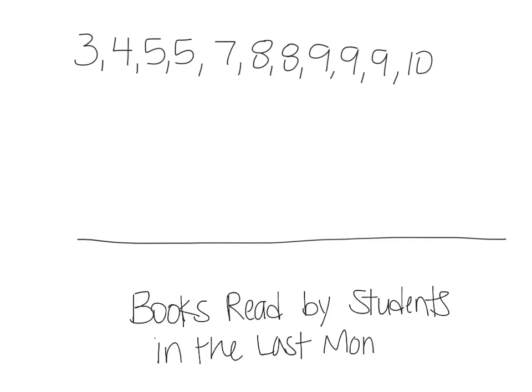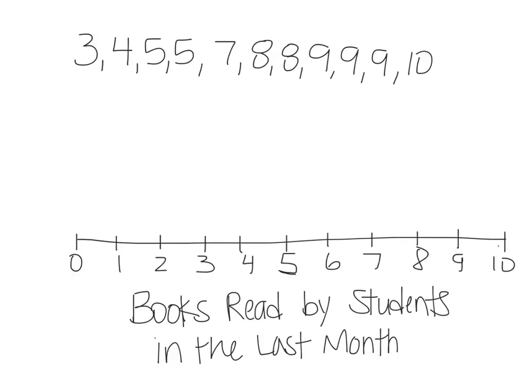Now I need to add numbers to this line. So I'm going to look at the numbers I have up here. My smallest one is 3, my biggest one is 10, so it's probably pretty reasonable to go from 0 to 10. That's not too many numbers. And since it's not very many numbers, I can just count by ones. So my number line for my dot plot will look like this.